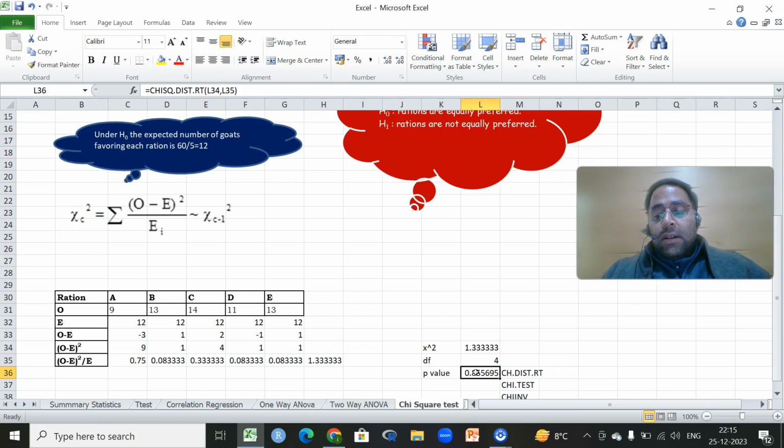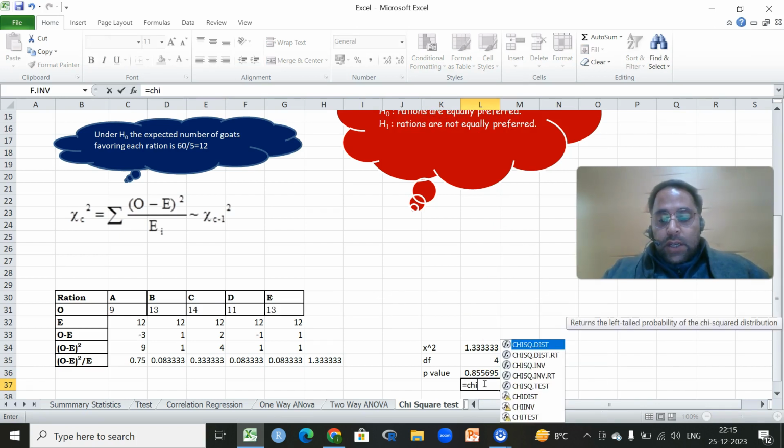That means there is a very important saying: when p-value is high, the null hypothesis will fly. That means it will keep as such. If p is low, then null has to go. So it is a very famous quote. So here in this case the p is very high, so the null will remain as such. So the 5 different categories of foods or the feeds are equally preferred.